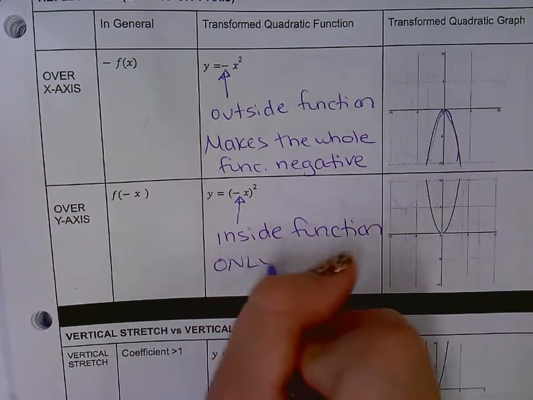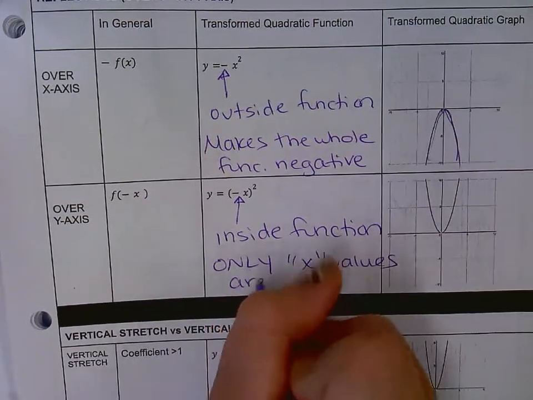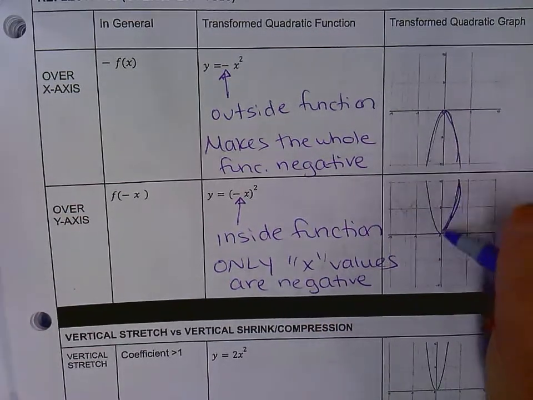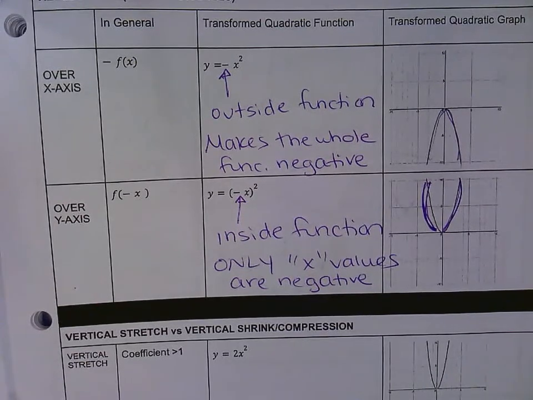Only the x values are negative, right? So if I'm an x value over here, now I'm an x value over here. So it's a flip over the y-axis. Only the x values are negative. Negative x. All the x's flip over to the other side.